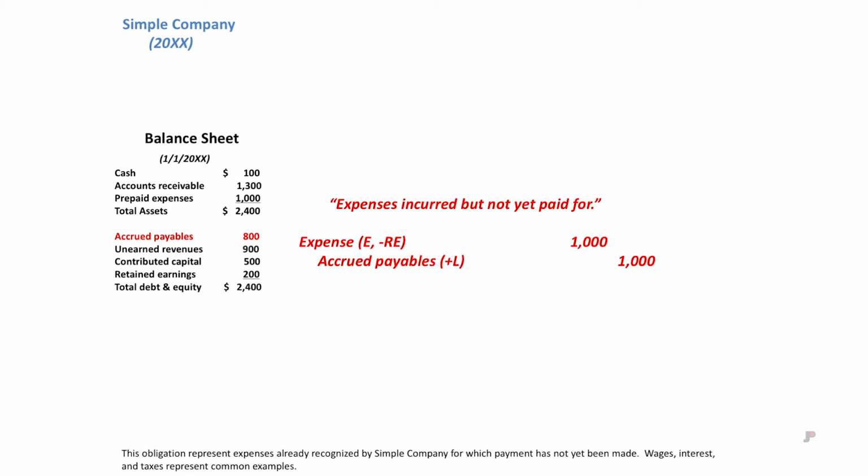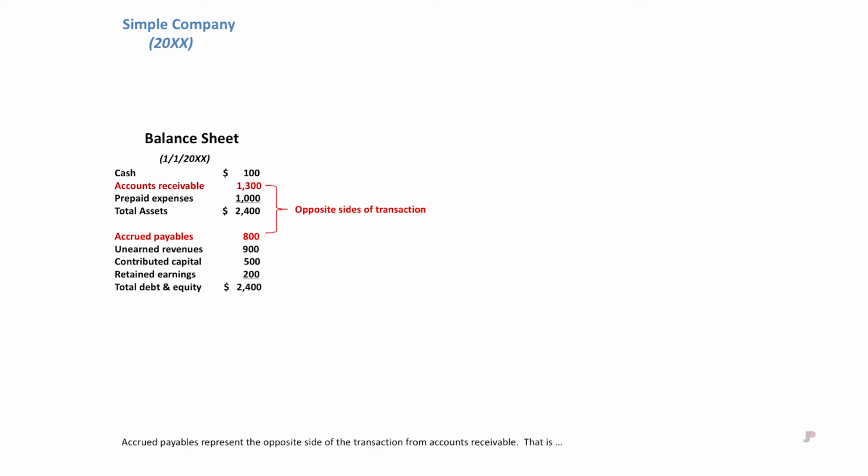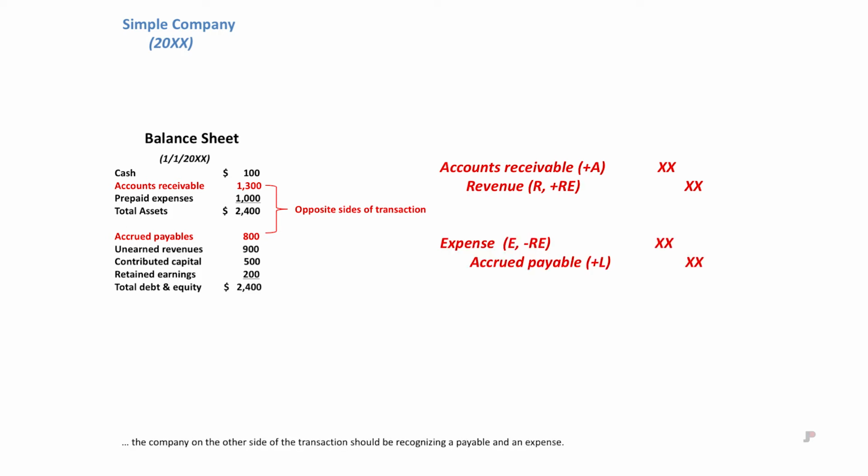Accrued payables amount to $800. This obligation represents expenses already recognized by Simple Company for which payment has not yet been made. Wages, interest, and taxes represent common examples. Accrued payables represent the opposite side of the transaction from accounts receivable. That is, each time a company has completed a service and recognized a receivable in revenue, the company on the other side of the transaction should be recognizing a payable and an expense.